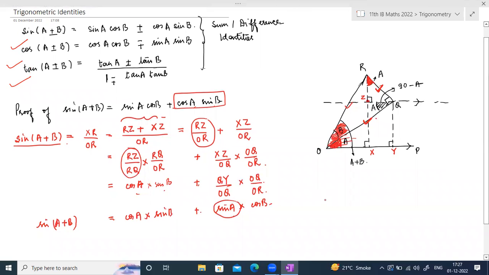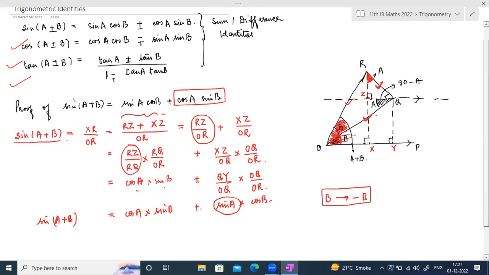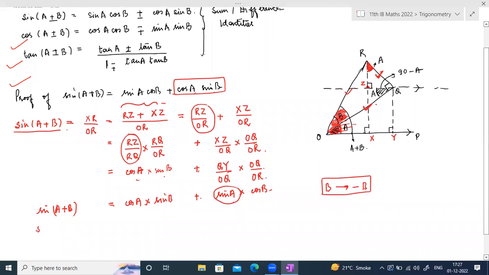That is very easy. If we just replace B by minus B in this identity, we will get the other identity. But won't we get cos A sine minus B plus sine A cos minus B? Yes: cos A into sine minus B plus sine A into cos minus B.